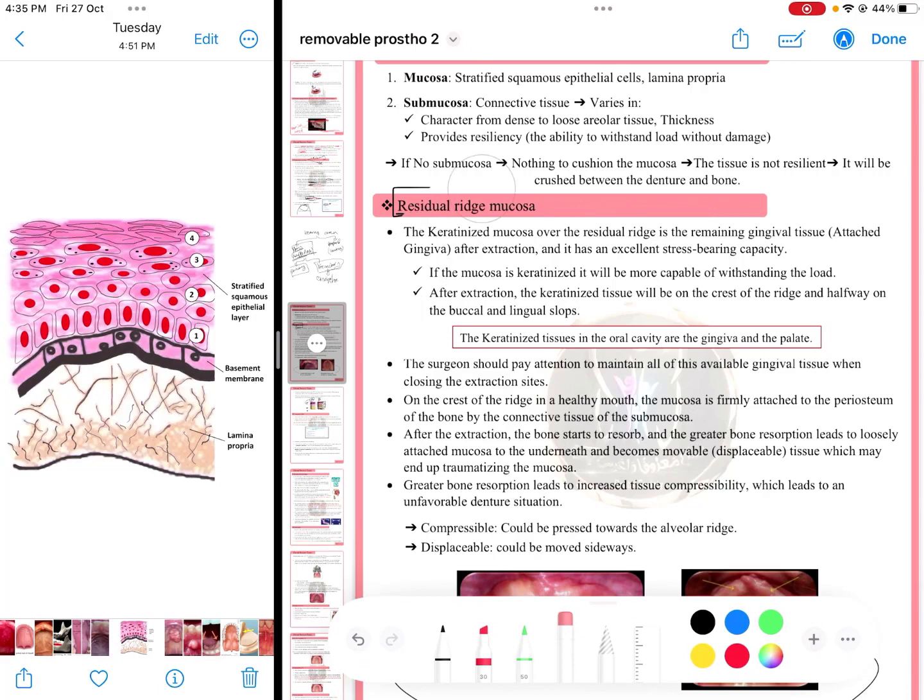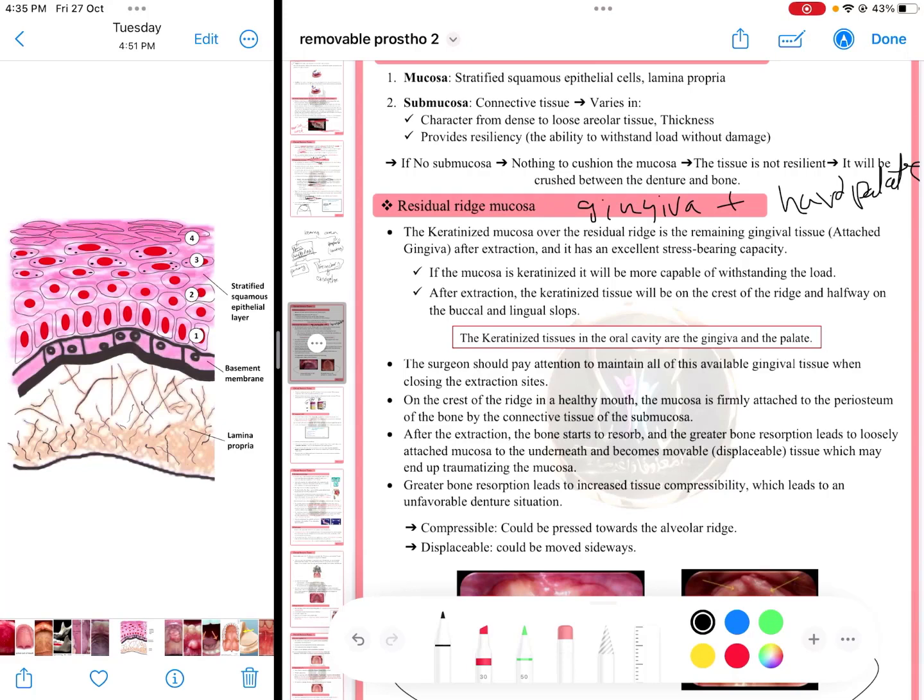Now, as we talk in histology, or as you took it in periodontology, we said that the mucosa that is keratinized exists in two places, right? It exists in the gingiva plus the hard palate. Only in the gingiva and hard palate. Okay. So now when we extract the tooth, okay?